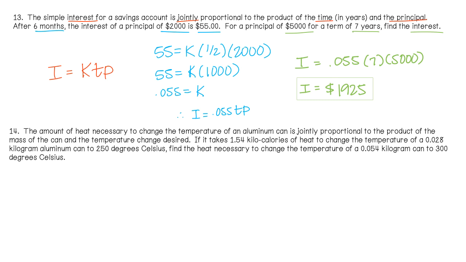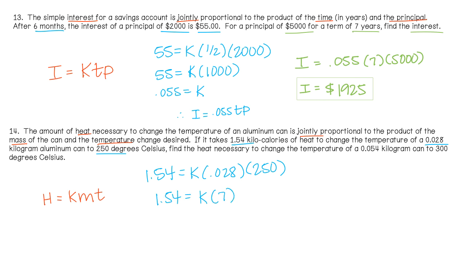So first we want to identify that keyword. The heat is jointly proportional to the mass and the temperature. So heat equals K times M times T. Now I want to find the piece with the most information. I got the 1.54, the 0.028, and the 250 degrees. I'm going to plug those in where they need to go. And I will multiply out that right-hand side first. Divide by 7. 0.22 is my constant of variation.